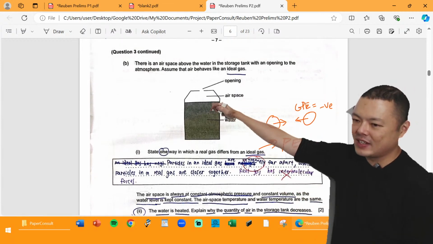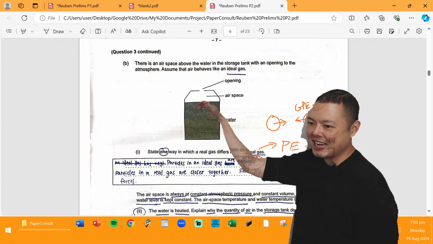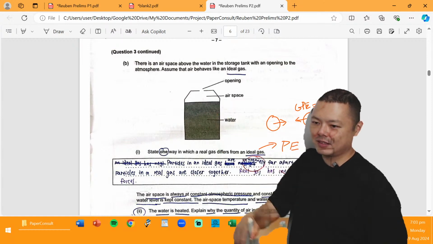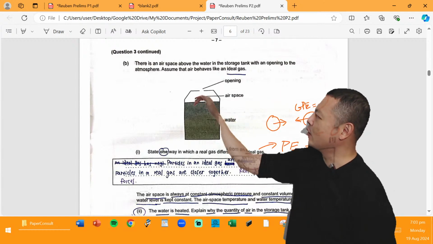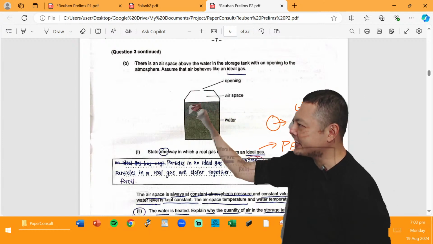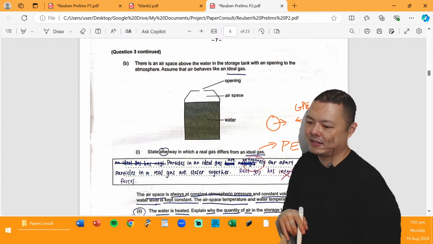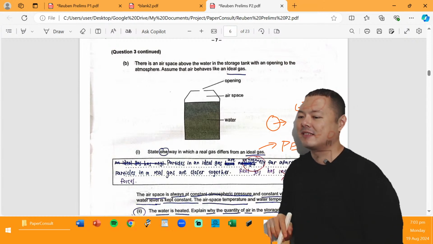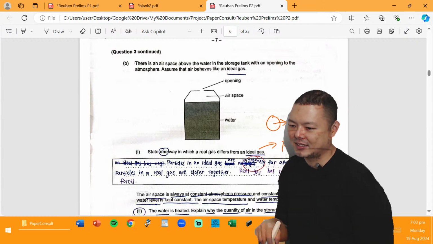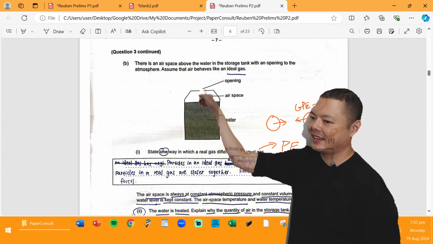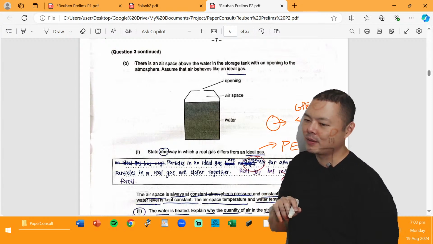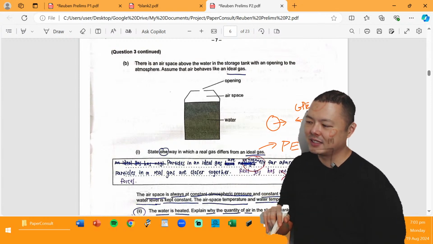The deal is with this: the particles gain KE, they move faster, they move out of the opening while keeping the pressure inside constant. So therefore, there are fewer particles in the airspace. Because it's an opening, it's atmospheric pressure. It must maintain constant pressure.